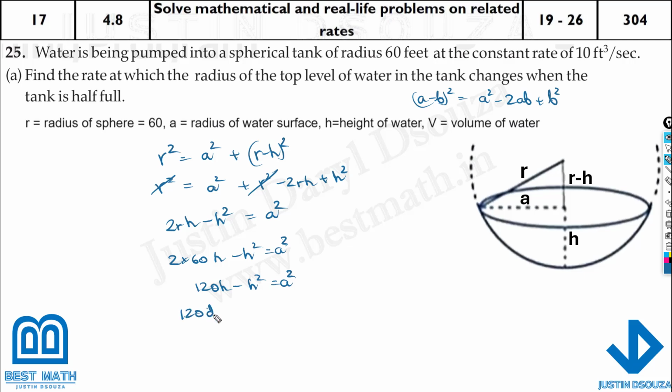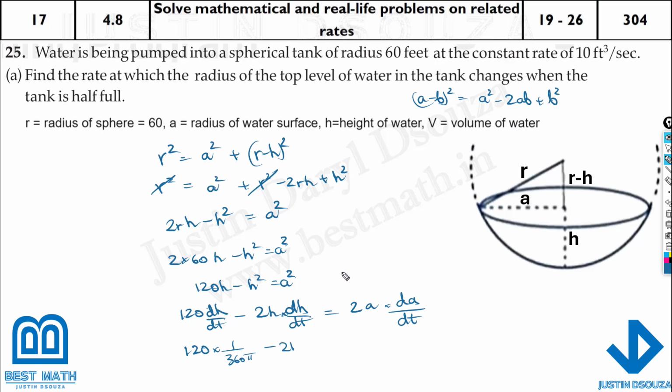It'll be 120 dH by dt minus, this is 2h times dH by dt, that is equal to a squared, which will be over here. Let me just remove this. It'll be 2 times a into dA by dt. Now what is dH by dt? We just did it, right? 1 by 360 pi. So over here I'm going to type out, this is 1 by 360 pi minus 2.